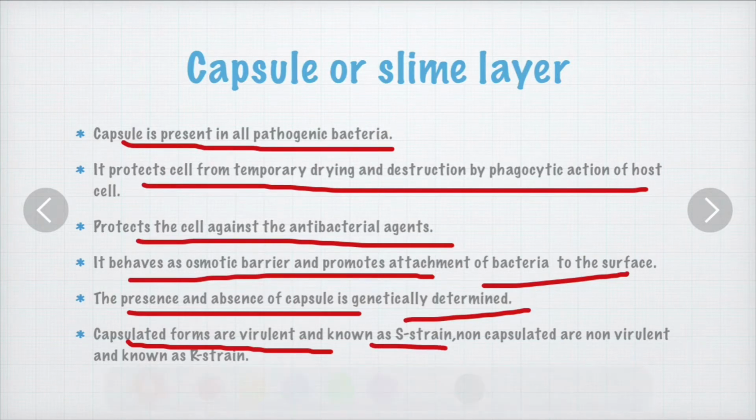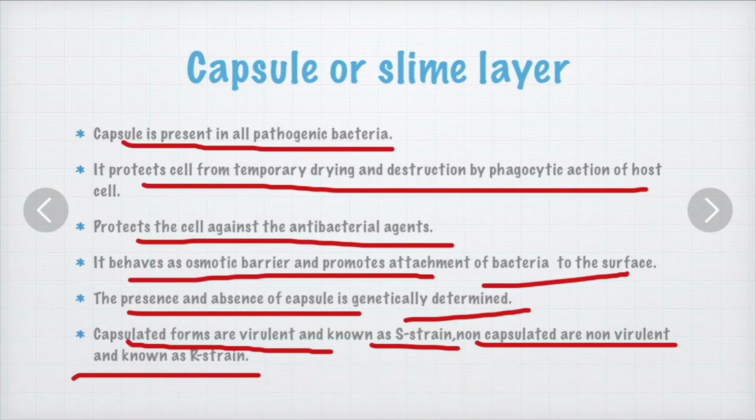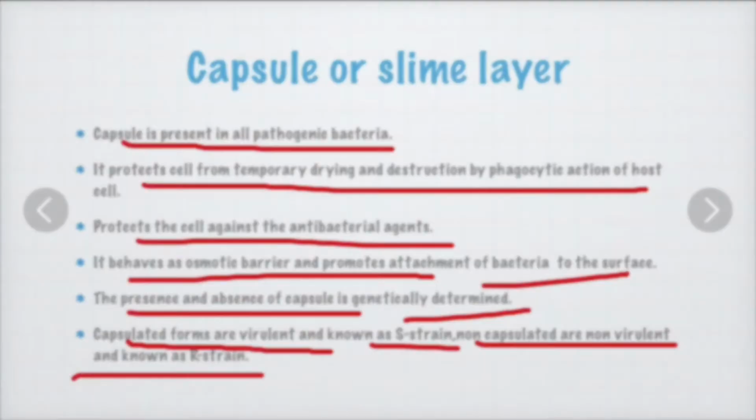Capsulated forms are virulent, that means they cause diseases in animals, plants and humans, and they are known as S strains, that is smooth strains. The non-capsulated bacteria are non-virulent, that is, they do not cause any diseases in plants, humans and animals, hence they are known as R strains, that is rough strains.